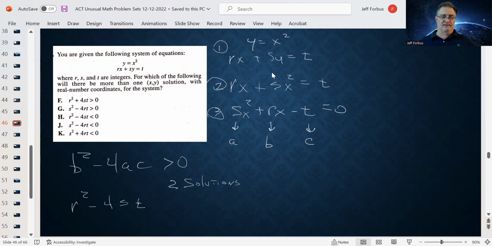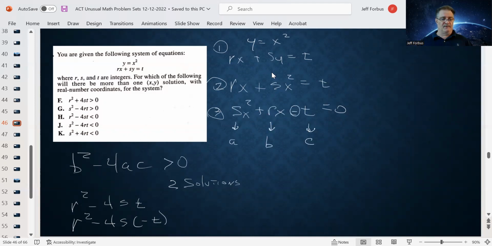Now we know when the discriminant is greater than 0, we get two solutions. And when we have just rewritten this thing, oh, I forgot one thing. This is a negative sign, so T becomes a negative T. And again, we know when the discriminant is greater than 0, we get two solutions.